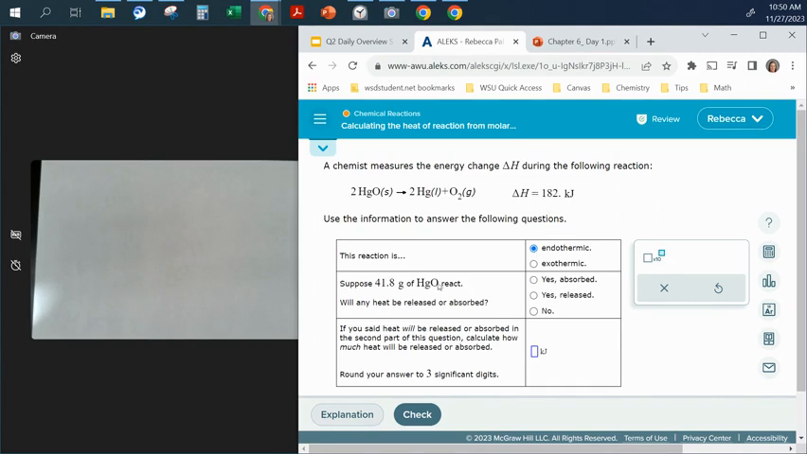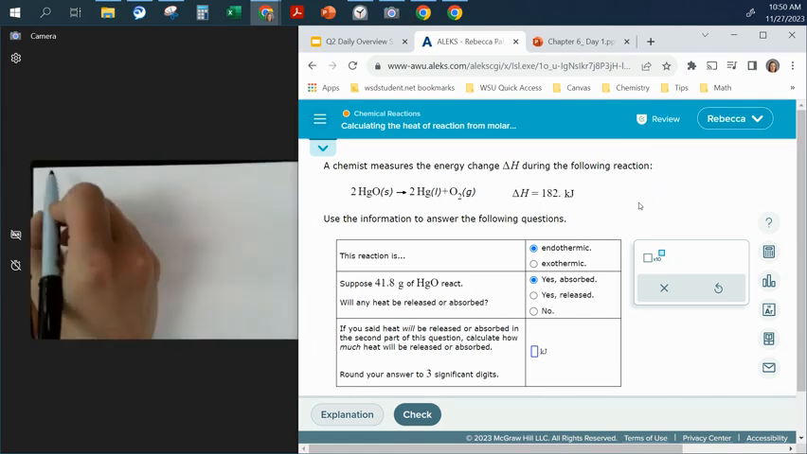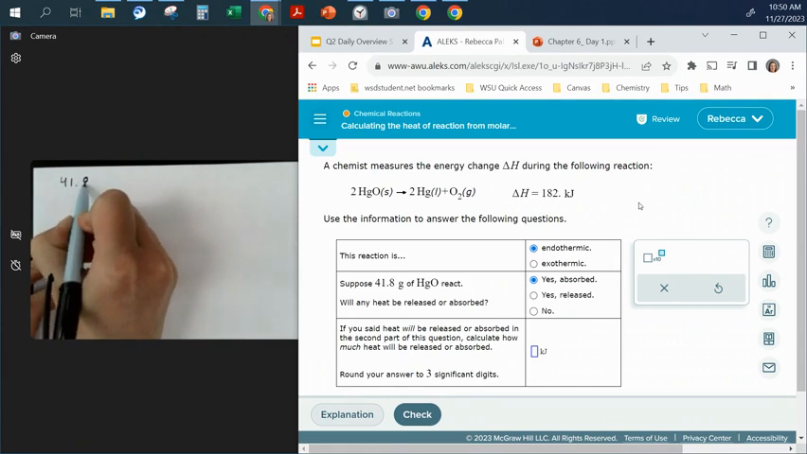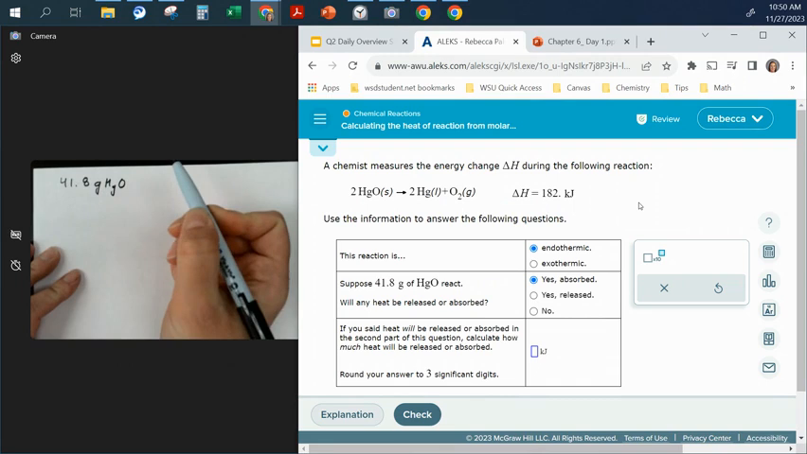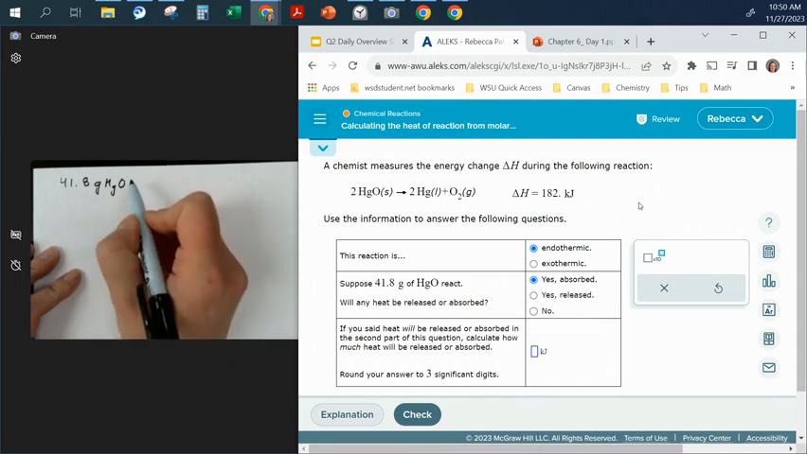And then suppose this much reacts. Will any be released or absorbed? Yes, absorbed. Good. Okay. So never put no on that one. Okay, so then we just start with this number, 41.8. This is grams of mercury oxide. We need this in moles. So what are we going to do?